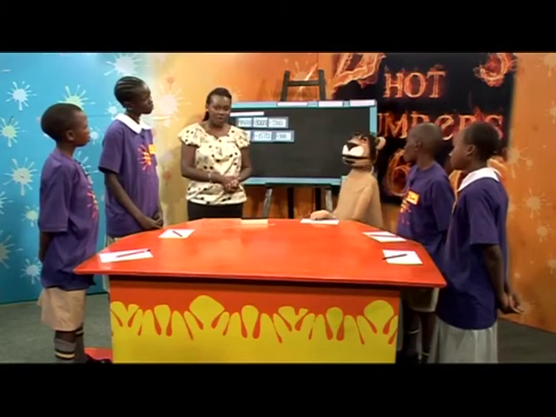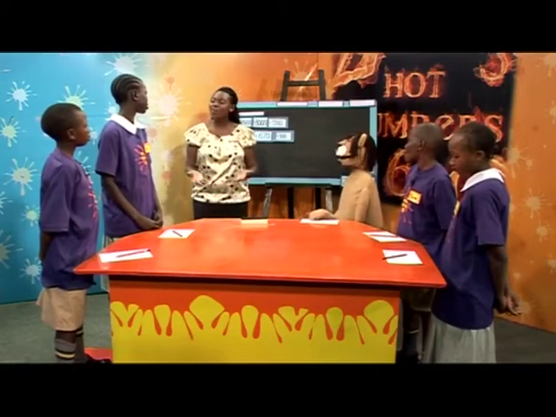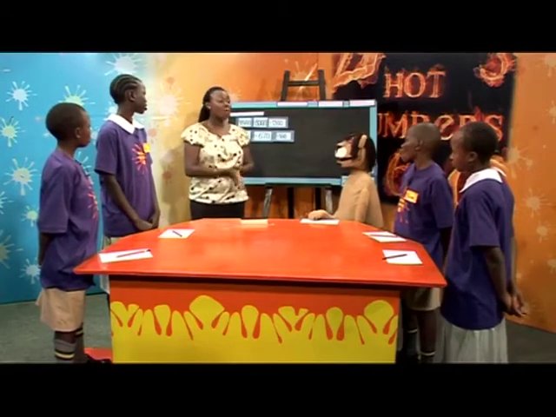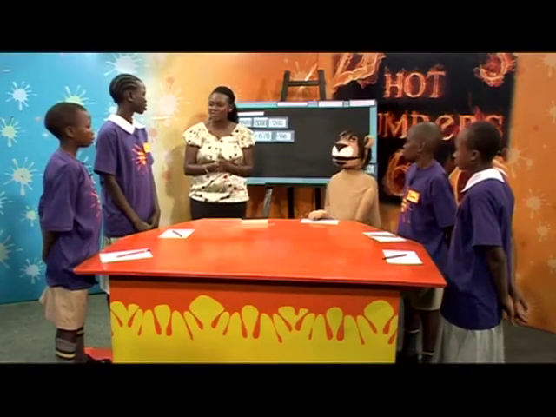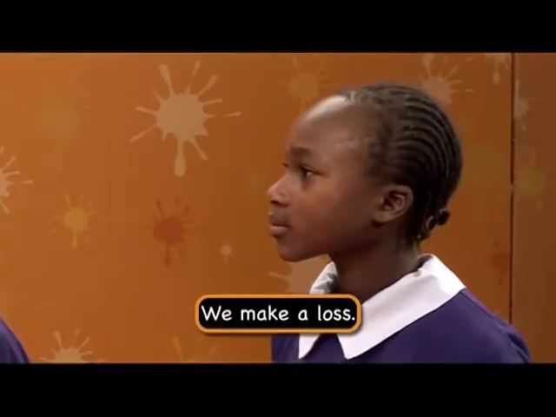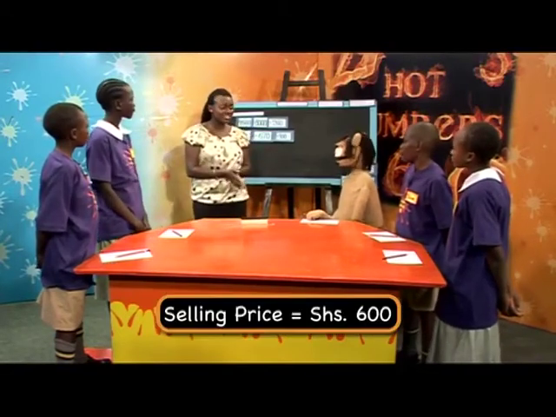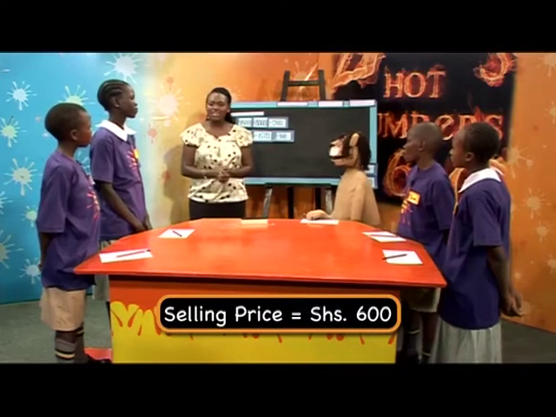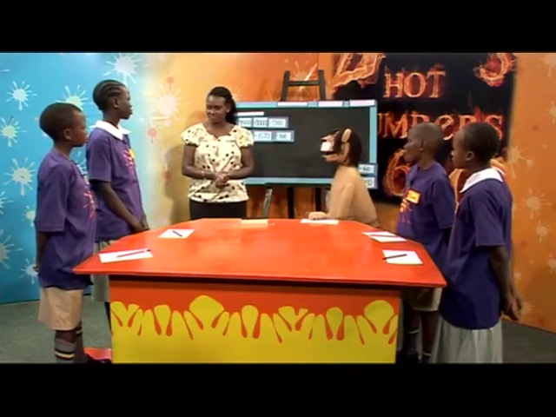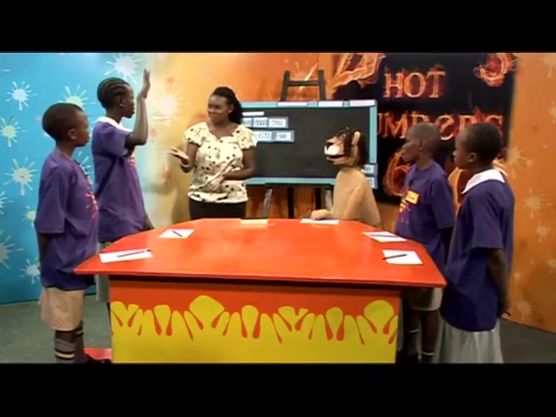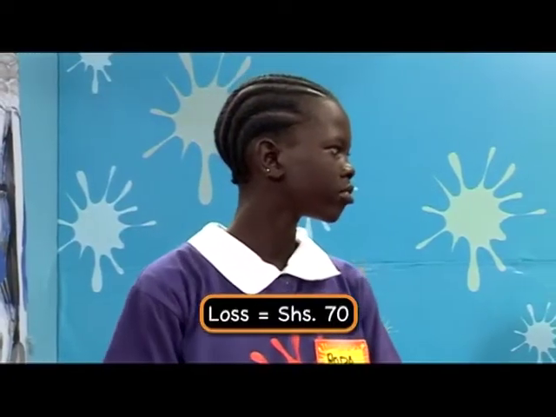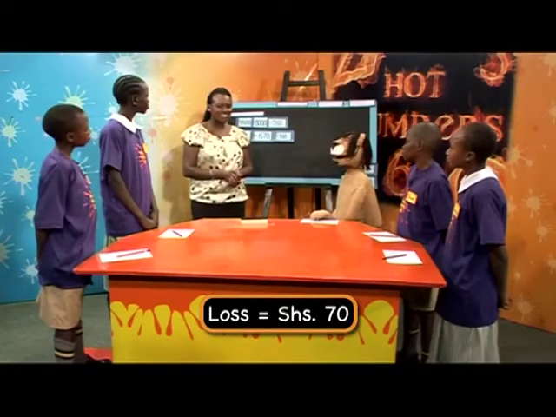When we talk about profit, we are talking about transactions when we make money. For this to happen, the selling price has to be more than the buying price. Who can tell me what happens when the selling price is less than the buying price? We make a loss. That's right. If Eric sold his shoes for 600 shillings instead of 670 shillings, how much loss will he make? 70 shillings. Exactly, he will make a loss of 70 shillings.